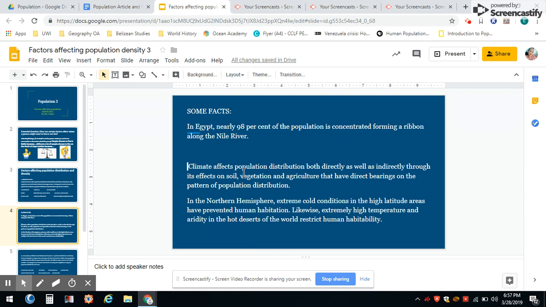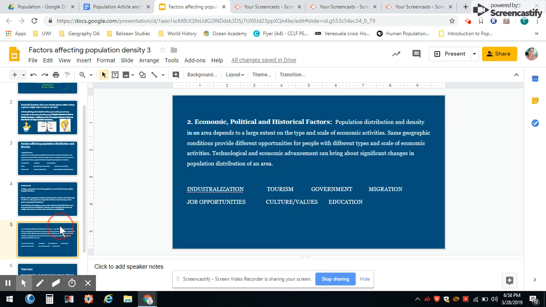In the northern hemisphere, extreme cold conditions in the high latitude areas have prevented human habitation. Likewise, extreme high temperatures and aridity in the hot deserts of the world restrict human habitat. The second factor is economic, political, and historical factors.